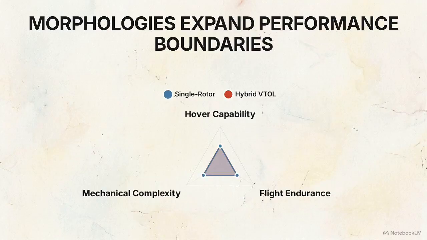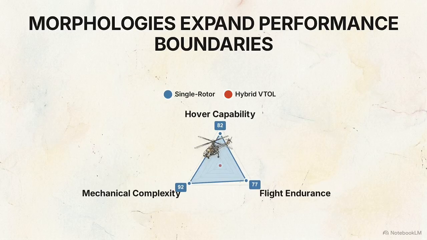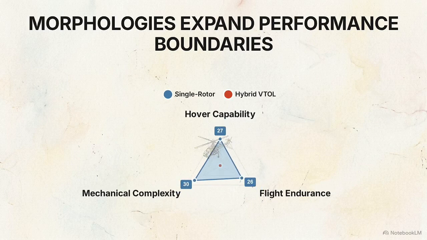Specialized morphologies attempt to expand these performance boundaries. The single-rotor profile, seen here, offers significantly greater payload capacity and endurance than a multi-rotor, allowing it to carry the heaviest industrial sensors. This performance boost results in a trade-off of mechanical complexity. Single-rotor systems rely on large rotor blades and intricate mechanical linkages, necessitating high levels of frequent maintenance.